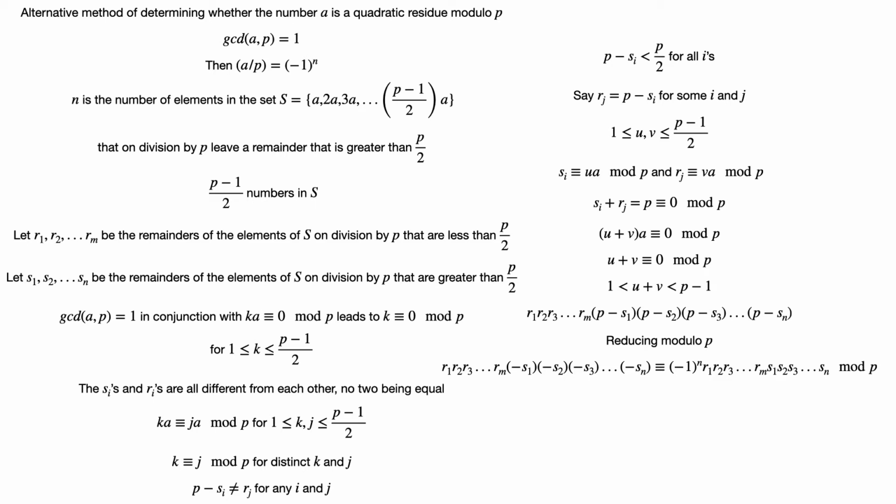But we know that the numbers rj and si are essentially congruent to the numbers a, 2a, 3a, all the way up to ((p-1)/2)a in some order.